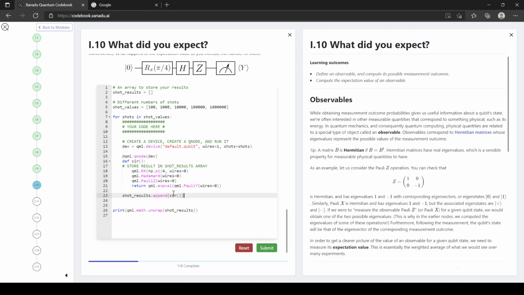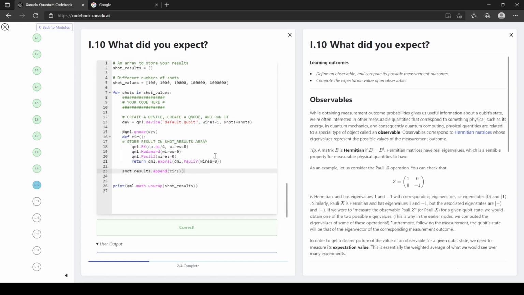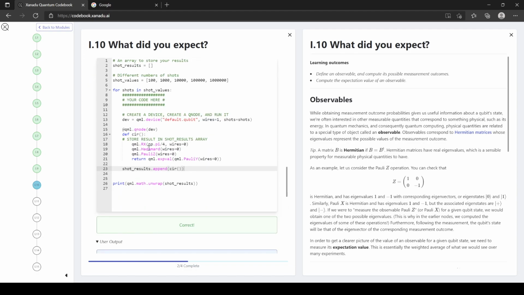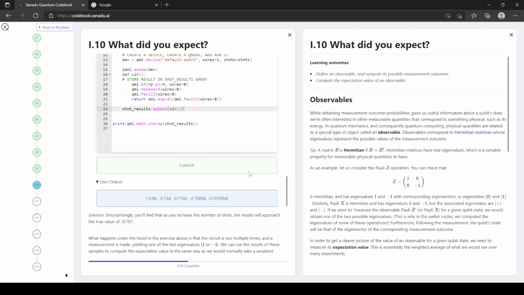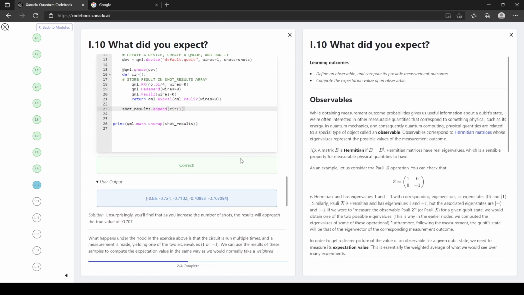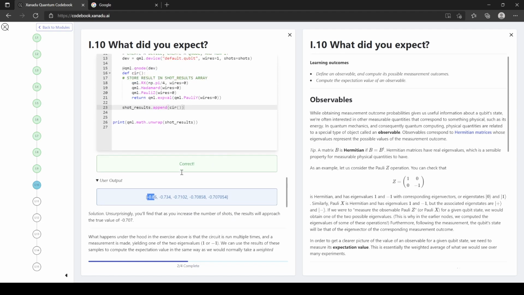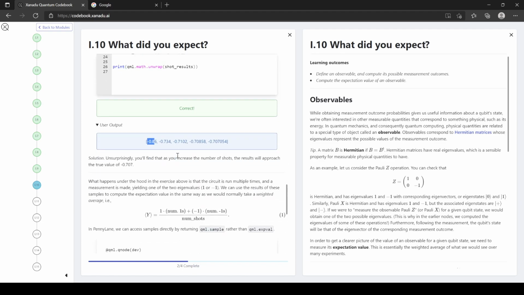Shots.append. All right, let's see. What are the odds this works? Yeah, it's probably not the best idea to create functions inside for loops, but you know, it works, so who am I to complain? Yeah, you can see it approaches the true value. It's surprising that that's actually off by so much. 100 shots is usually pretty good.